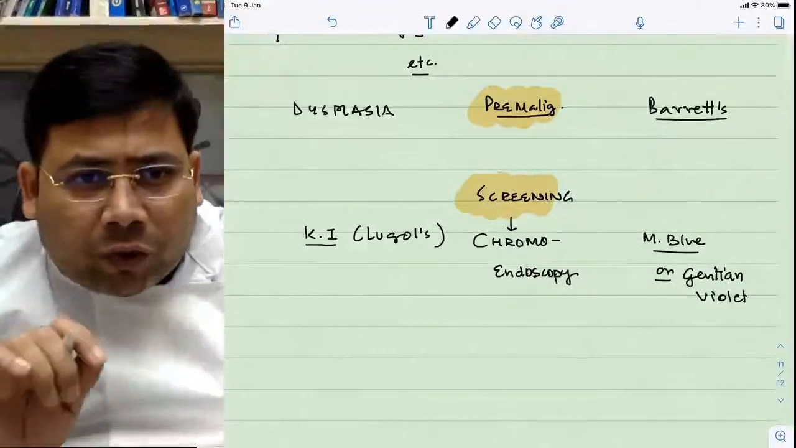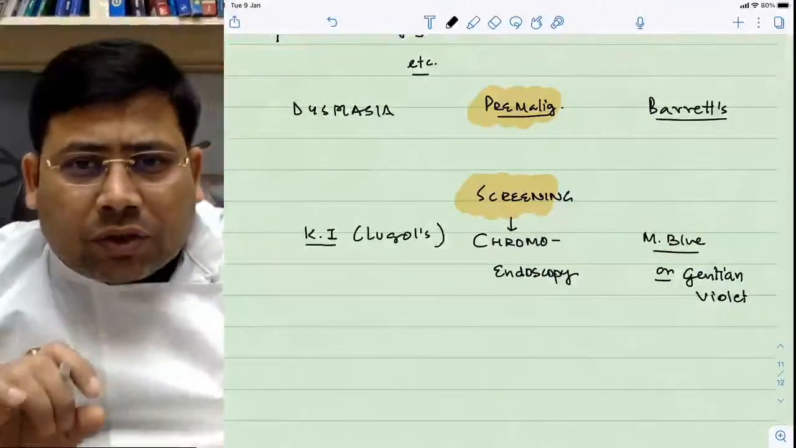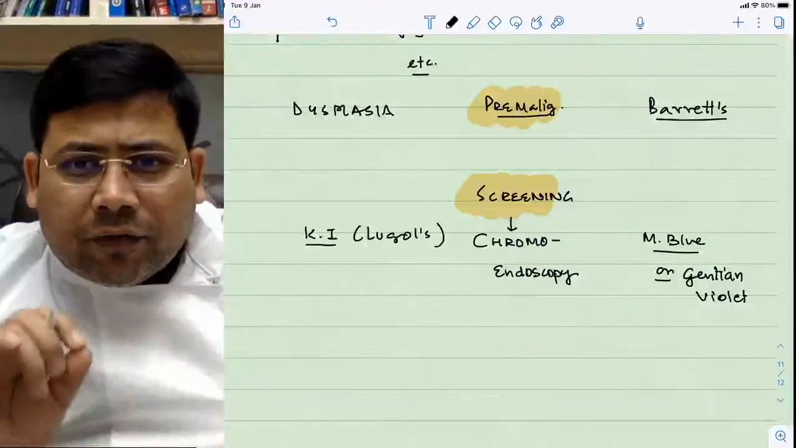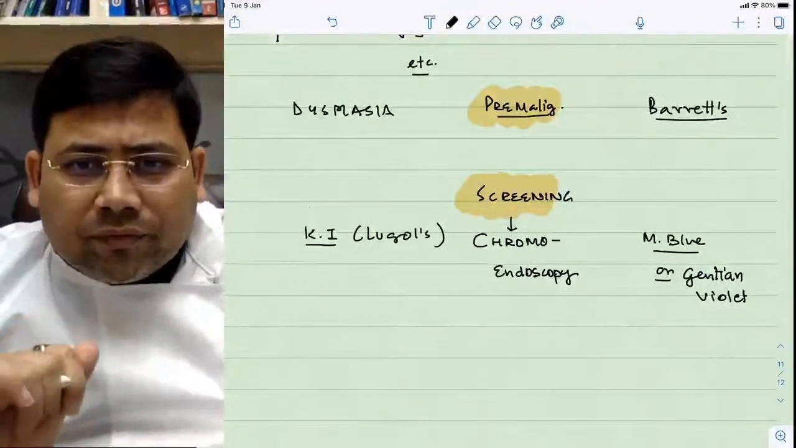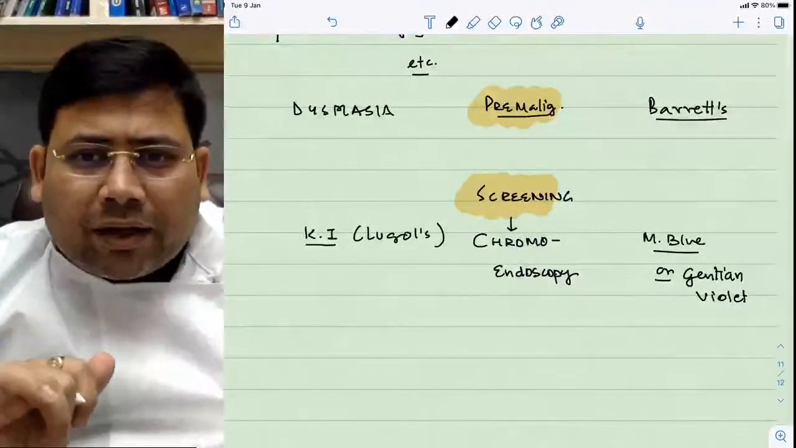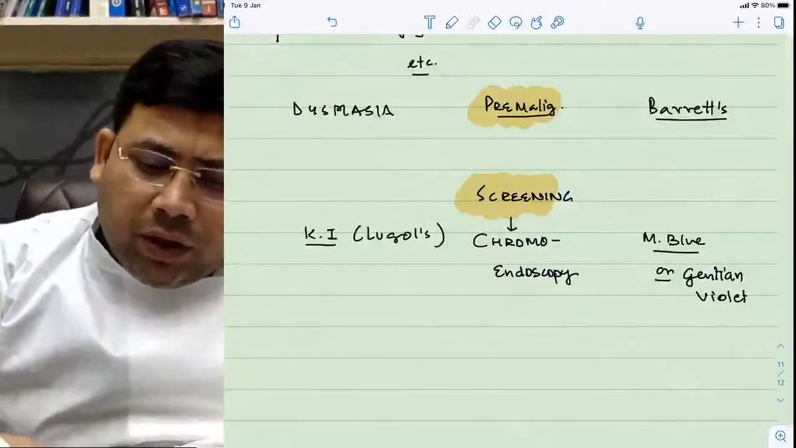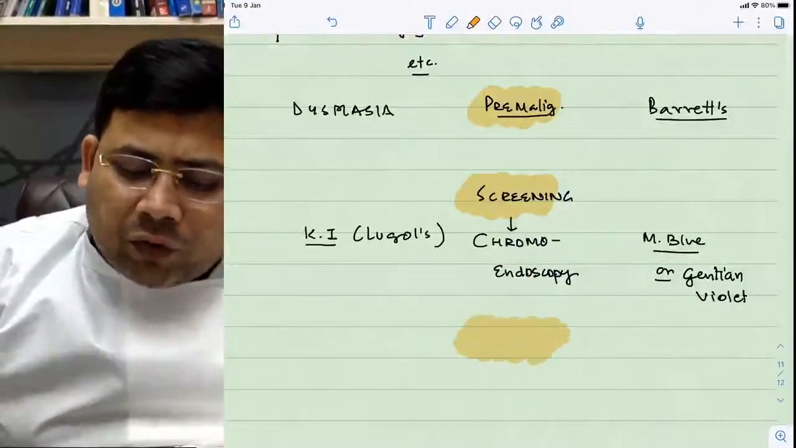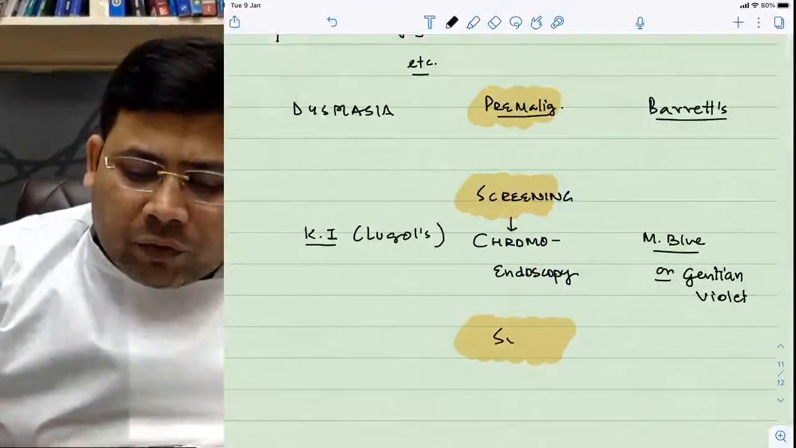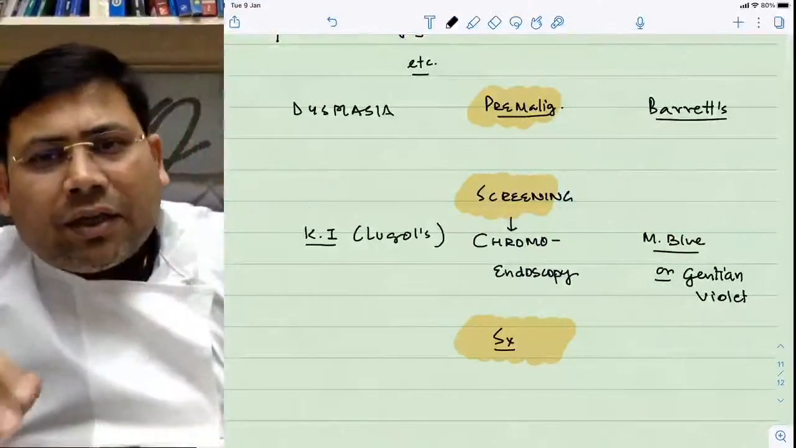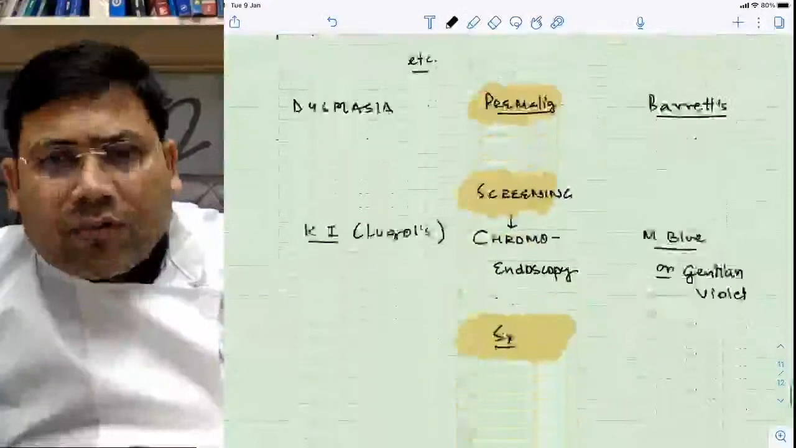Similarly, for oral cancers also you can use this chromoendoscopy, and there we utilize toluidine black. Let us move forward. Now next is, if you want to operate, what is the surgery that we do? I'll discuss each and everything in detail, but yes, just an overview of the things.